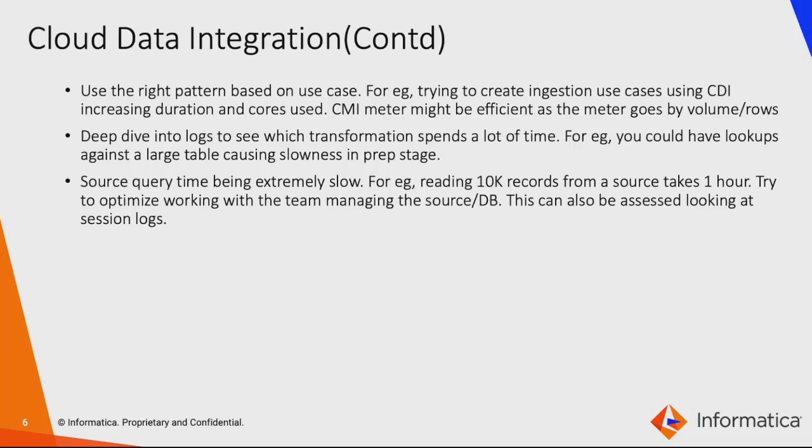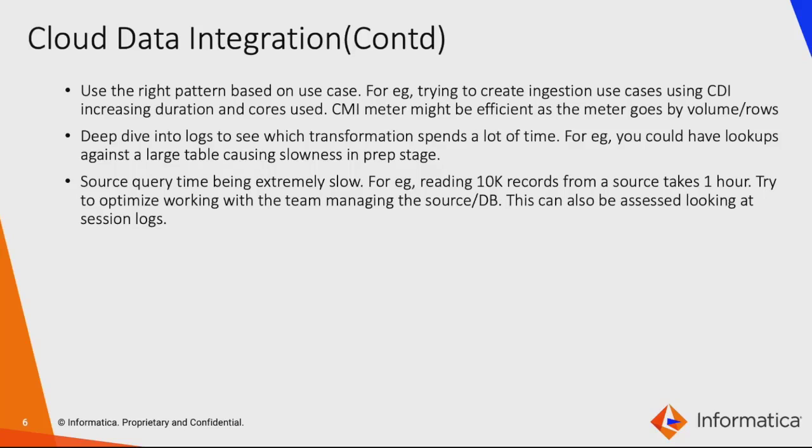The next thing you could do is, once you've identified from the metering report that there are jobs consuming a lot of IPUs, and you've also checked the other best practices we just spoke about, you can start looking at the session logs. If a mapping runs for, say, 30 minutes, for example, you can see which transformation it is spending a long time on, right? So it could be at the source read, or it could be a specific transformation like a lookup, or it could be during the writing phase, right?